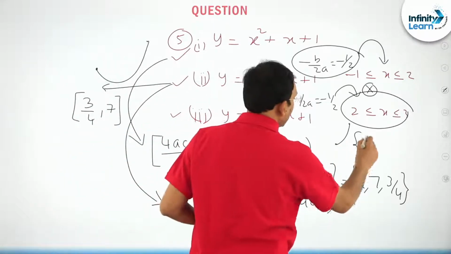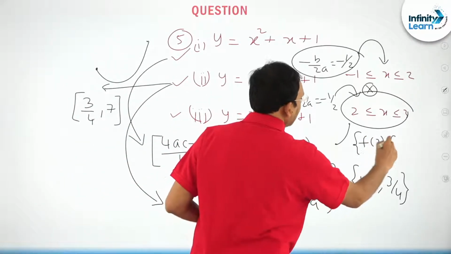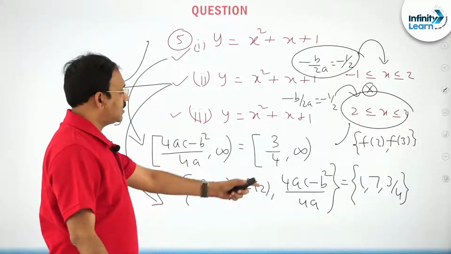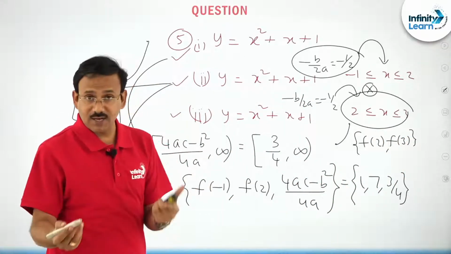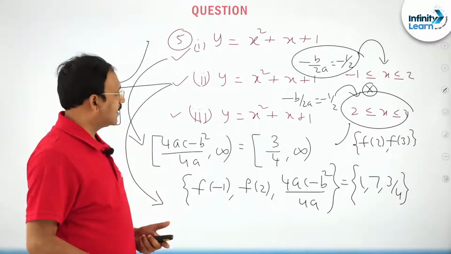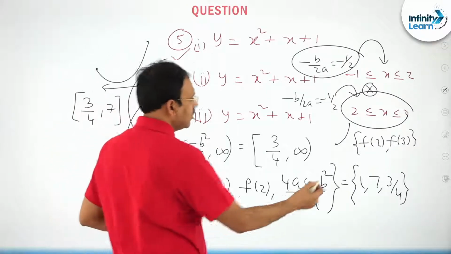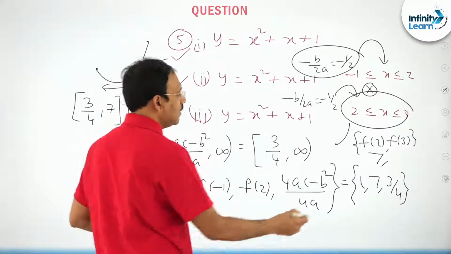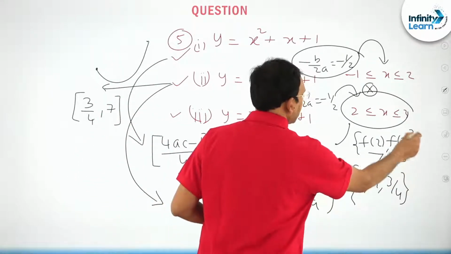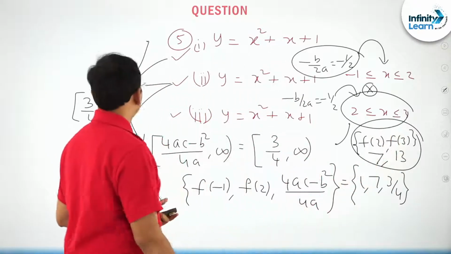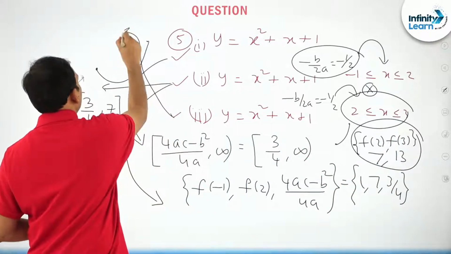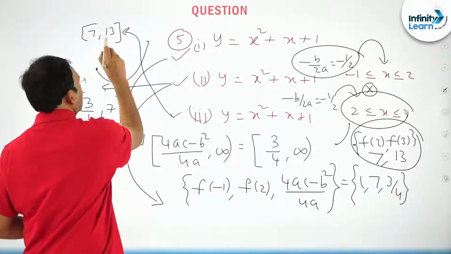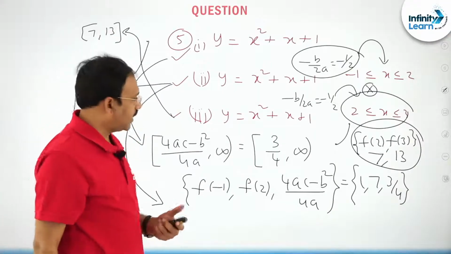So, you simply find f of 2 as well as f of 3. You don't try to take (4ac minus b square) by 4a because turning point is not included in the journey. What is f of 2? 7, f of 3, 13. So minimum value is 7, maximum is 13. So for the third question friends, minimum is 7, maximum is 13, right?